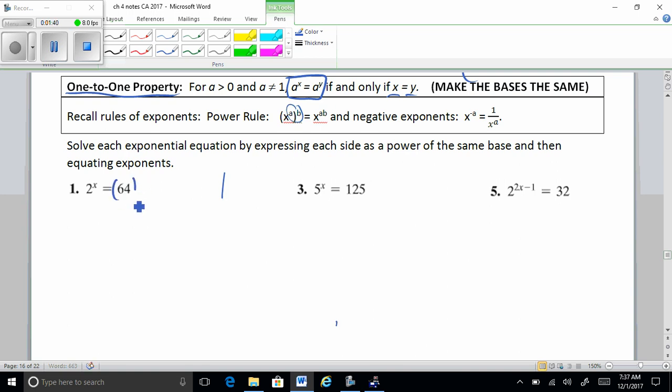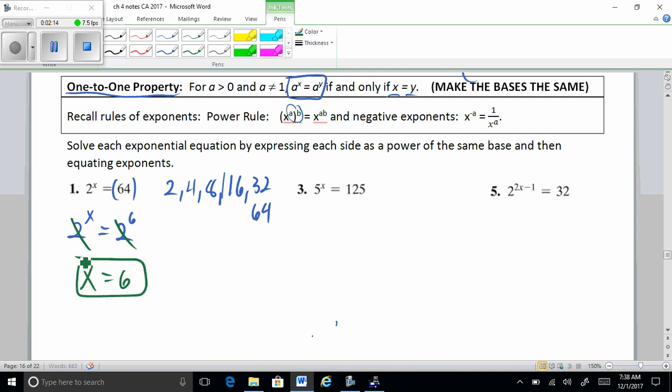Looking at 64, you could start counting off. 2 times 2 would give you 4. Then if you double that, that's 8. Then 16, 32, and then 64. If you count how many times you doubled it, we started with a 2, so 1, 2, 3, 4, 5, 6. So 64 must be equivalent to 2 to the power of 6. Then using the one-to-one property, you cancel those out, and you get that x equals 6.